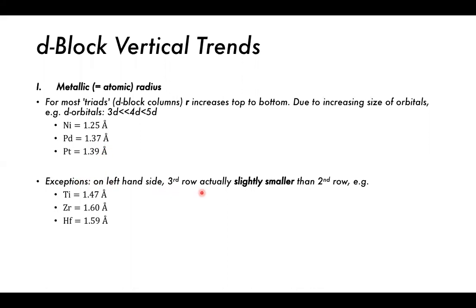So on the left-hand side, the 3rd row is actually slightly smaller than the 2nd row. For example, here, titanium, 1.47 angstrom, zirconium, 1.60, and hafnium, 1.59 angstrom. So it's a slight decrease. So it's not always true that the 3rd is larger than the 2nd. But basically the trend here is that the 1st row, the 3D, is always going to be significantly smaller than the 4D and 5D. The 4D and the 5D are typically quite similar in size, but the 3D is much smaller.